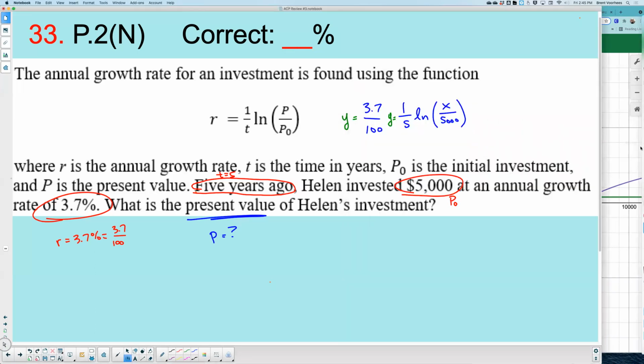So P is roughly, since this is money, we're going to round it to the nearest cent. How much money was it? 6,016. So 0.92, would that be 10 cents or 9 cents? 9 cents. That's our solution there.